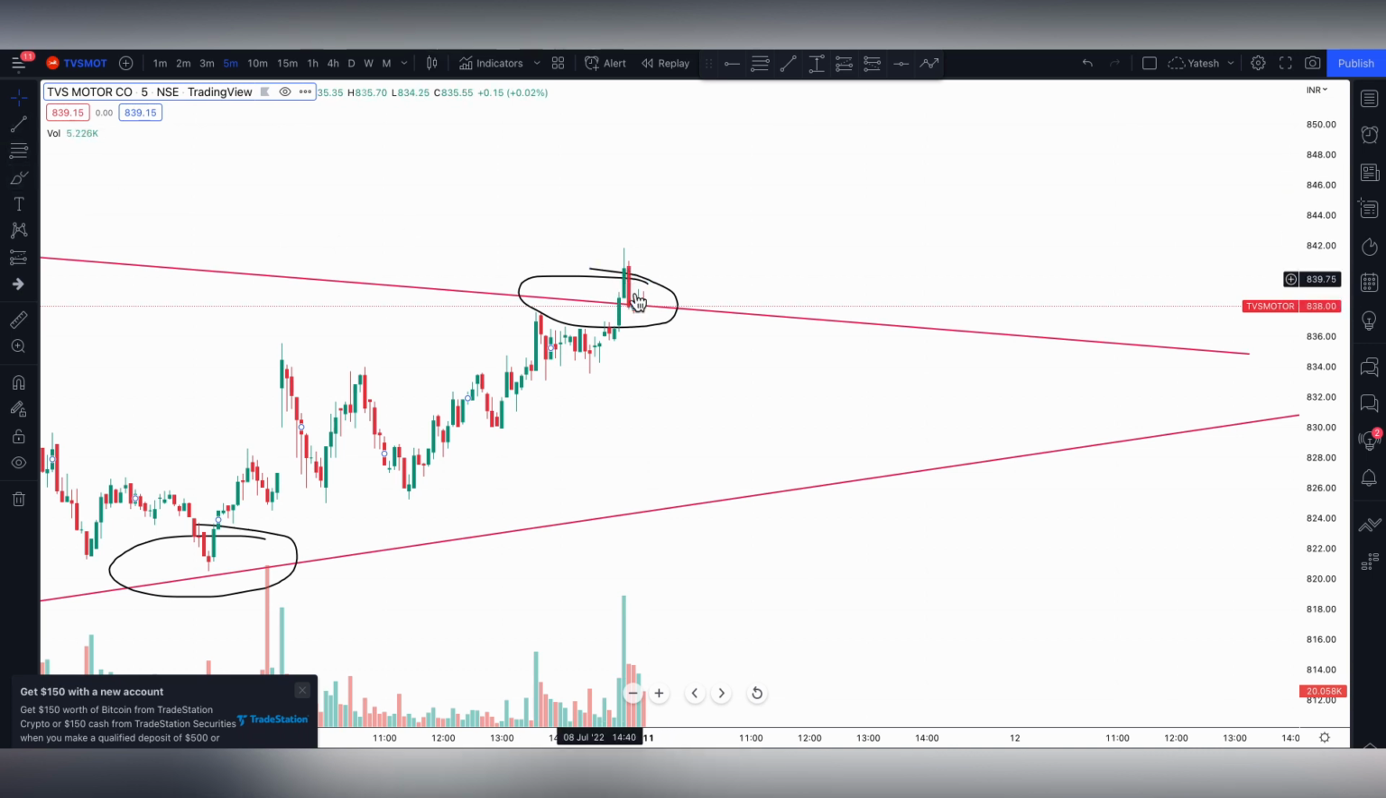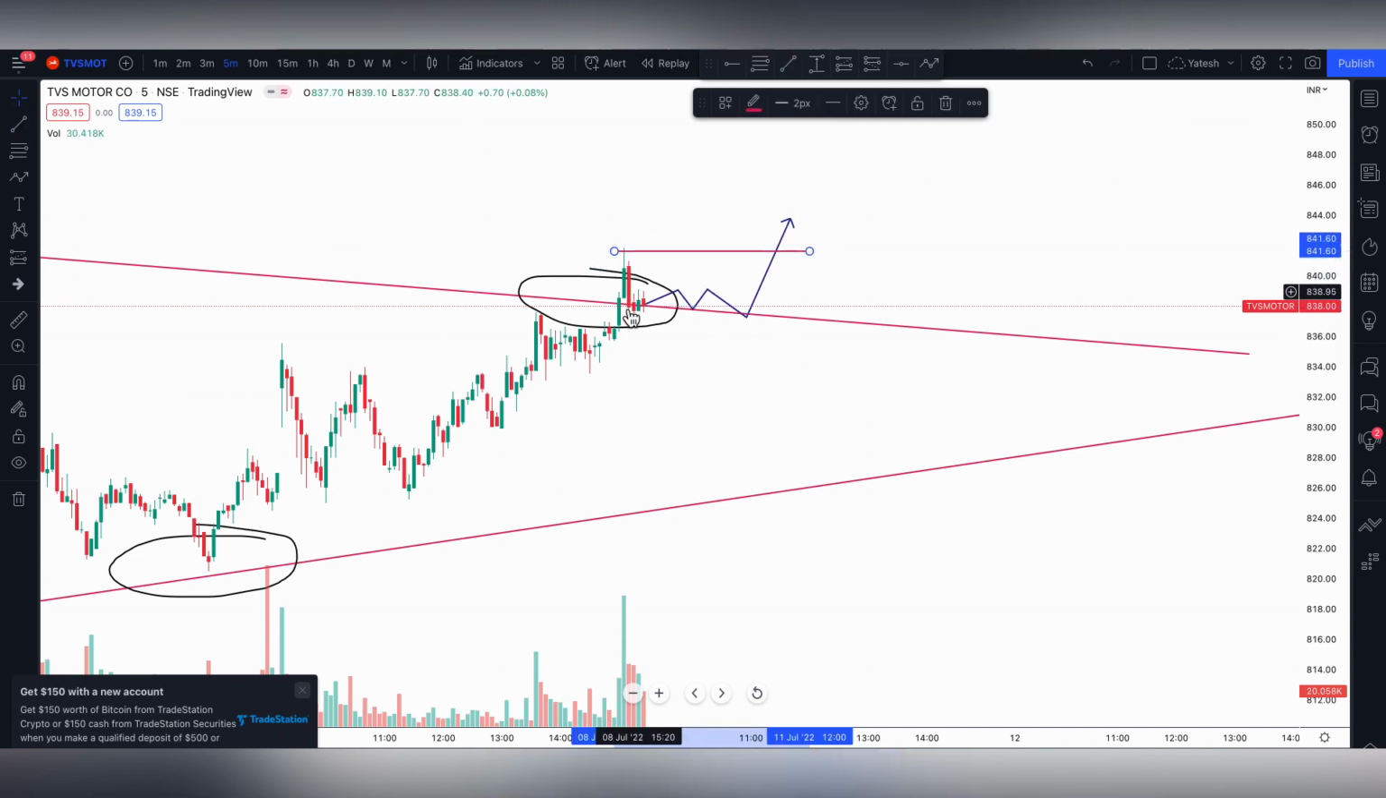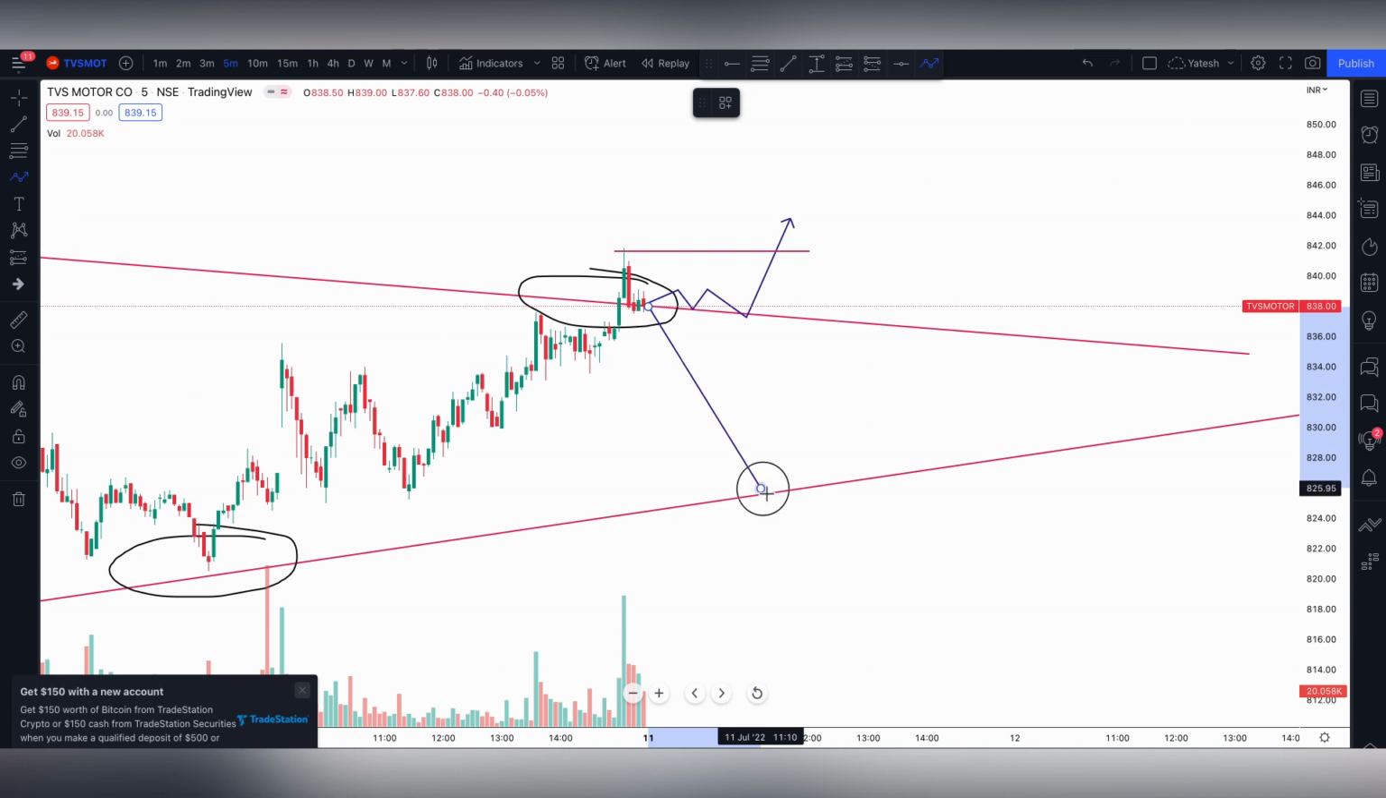Now what can happen next is the stock can trade within this range for some time and then it can give a breakout. Our entry point will be when this level is broken. We do this analysis so that we don't fall into the trap. Now in case this breakout level is not strong and the market is not ready for a breakout, then again it will start consolidating in a range like this before it gives a breakout or breakdown.